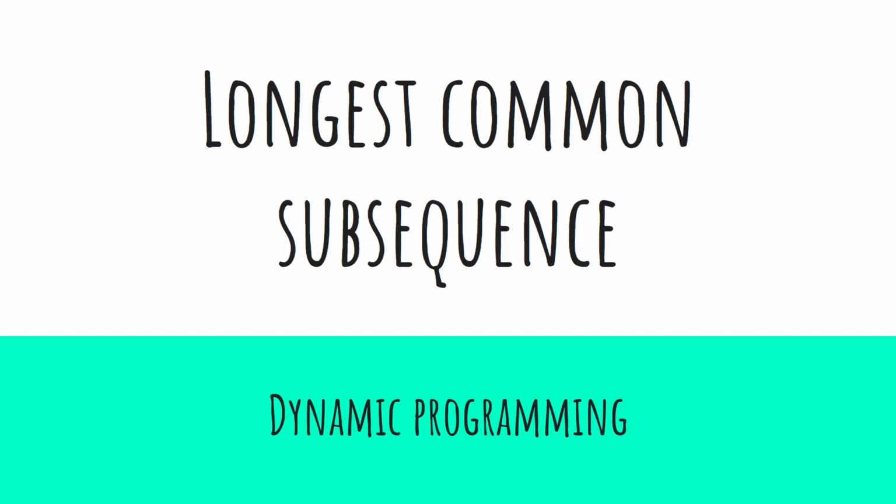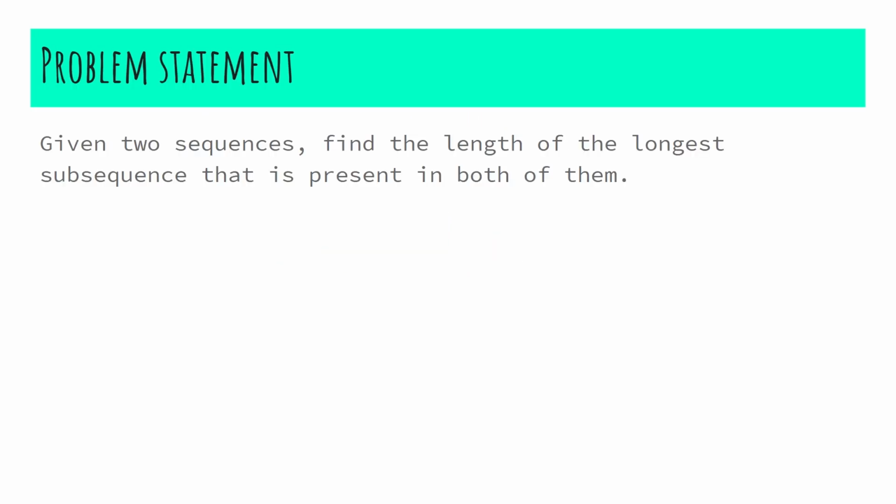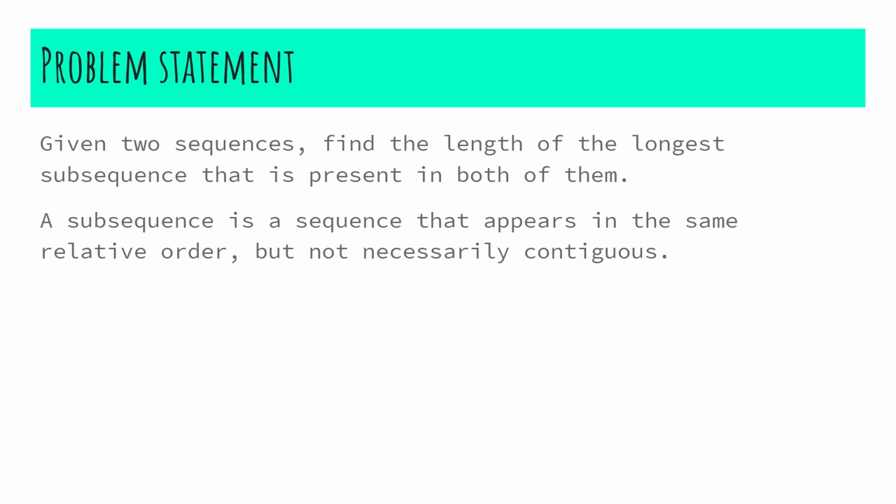Today we are going to look at the longest common subsequence problem using dynamic programming. Let's look at the problem statement. Given two sequences, we are supposed to find the length of the longest subsequence that is present in both of them. A subsequence is a sequence that appears in the same relative order but not necessarily contiguous.